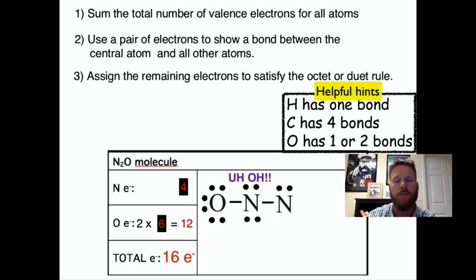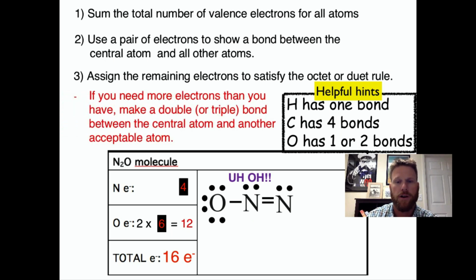So get rid of a pair of electrons off a couple of the atoms and draw a double bond in instead. So here you'll see, okay, this oxygen still fulfills the octet rule. This nitrogen has 2, 4, 6, 8 electrons around it. It's good. But this nitrogen still only has 6 electrons around it. We have to make another multiple bond. So you can make a triple bond between the 2 nitrogens. In this case, all the atoms satisfy the octet rule.